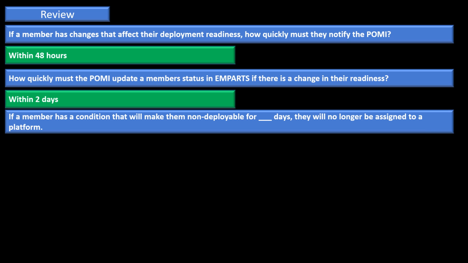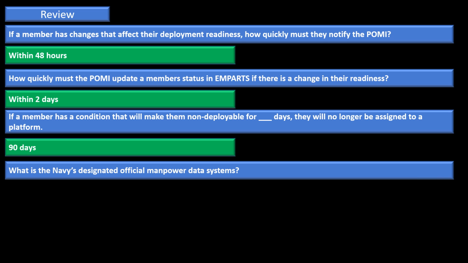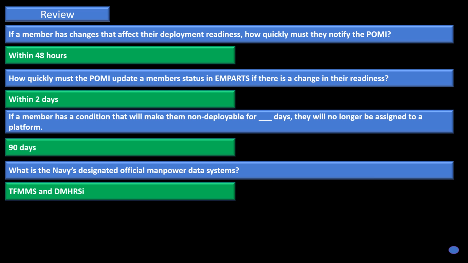If a member has a condition that will make them non-deployable for blank days, they will no longer be assigned to a platform. If you have a condition that will make you non-deployable for 90 days, you can't be assigned to that platform anymore. What's the Navy's designated official manpower data system? The Navy's official manpower data systems are going to be TFMMS and DEMERS-I, the Total Force Manpower Management System and DEMERS-I.